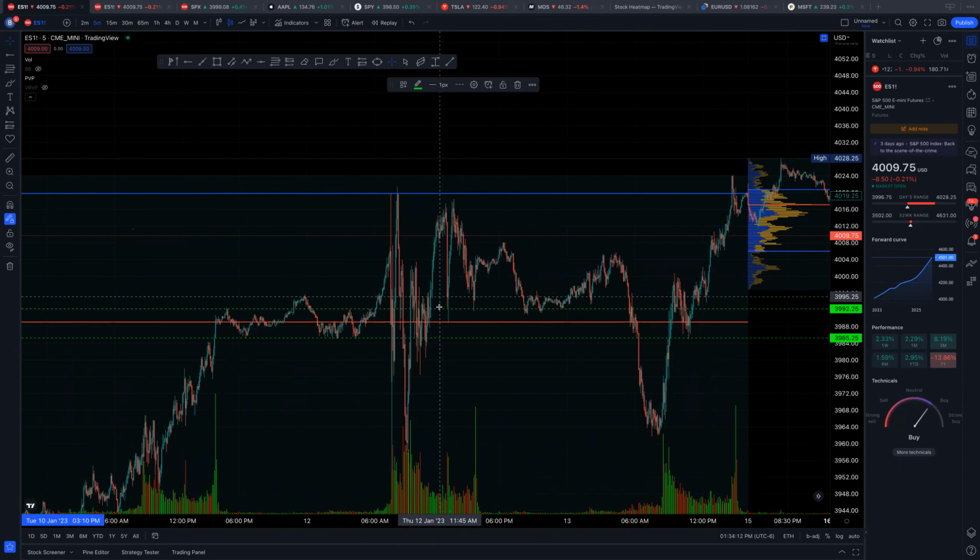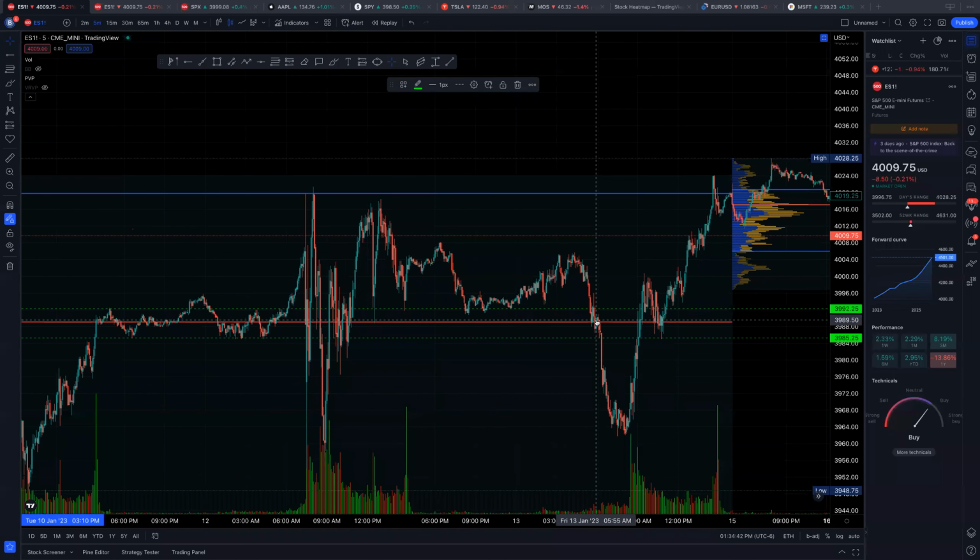You can see how we come back down, we test this zone that was made near the point of control, and we bounce back up. We get near the value area high and we come back down. We test the zone again, jump again, and start chopping, come back down, chop, chop, chop. And once we come back down, we see the most violent choppy moves. But once we break, we start seeing more fluid price action.